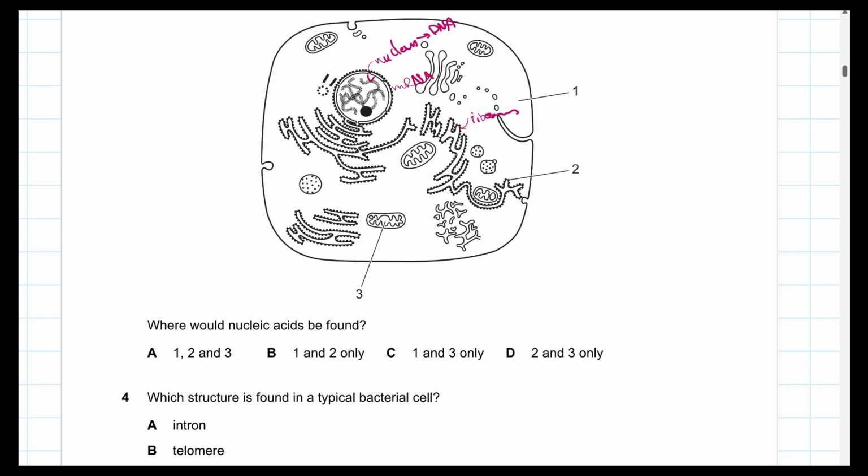But because this is an animal cell, then we're going to find them in the mitochondria, which is shown in 3. Now, where would nucleic acids be found? As we said, they're in the nucleus, as well as in the cytoplasm, as well as the ribosomes, as well as the mitochondria. Therefore, 1, 2, and 3, and the answer is going to be A.